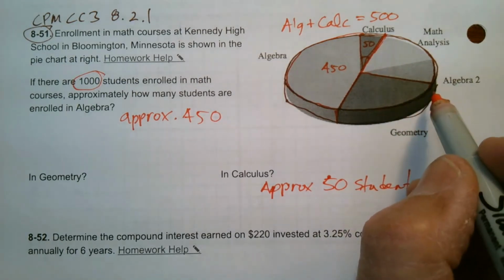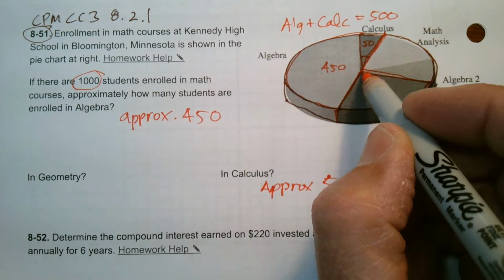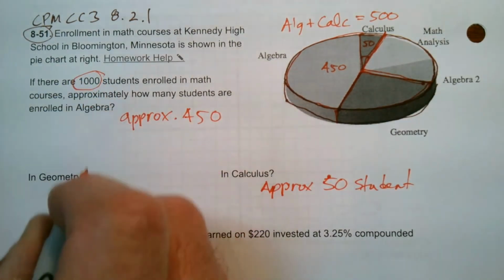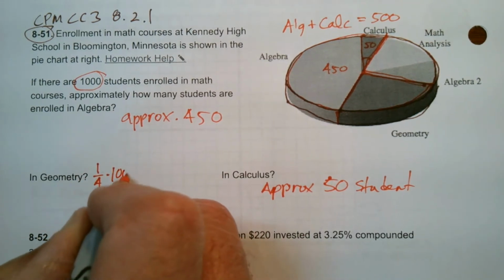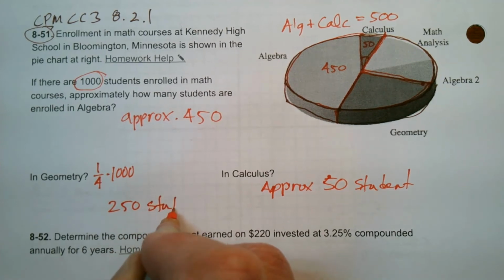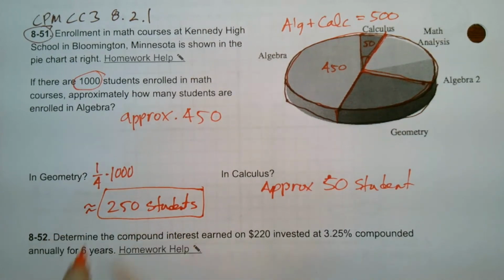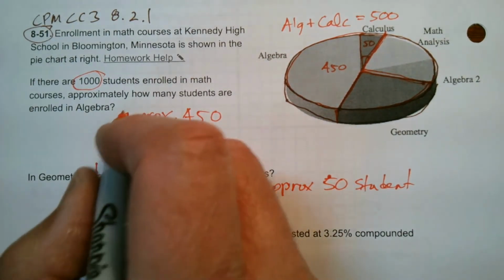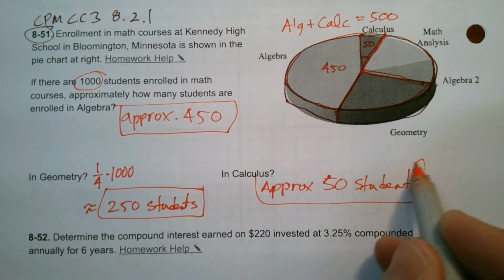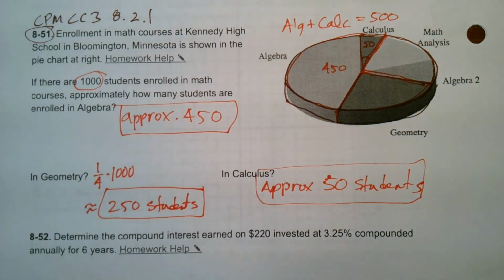If you think about that perspective, this piece of the pie looks like it's about a quarter, right? So this is half of the half, so it's a quarter. So how much is a quarter of 1,000? That would be 250. So we would say about 250 students in geometry. Okay, approximately, and that little squiggly sign is approximately. So approximately 250 for geometry, approximately 50 students in calculus, and 450 in algebra. There you go.